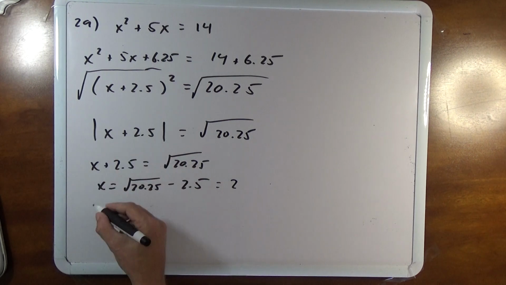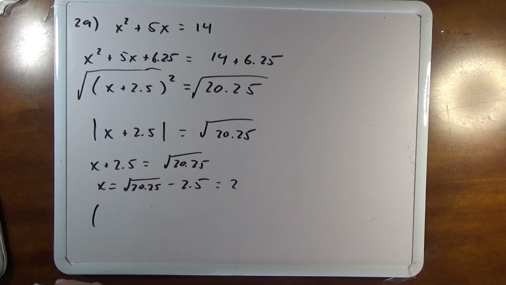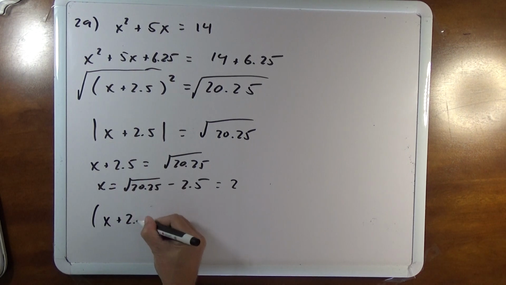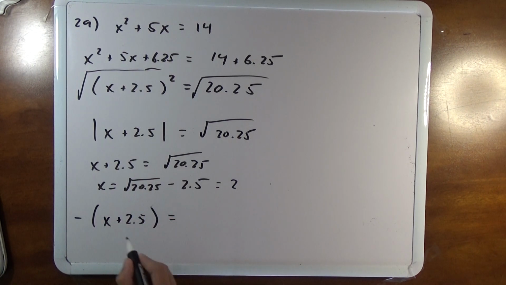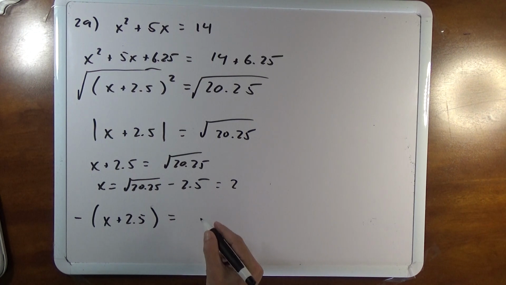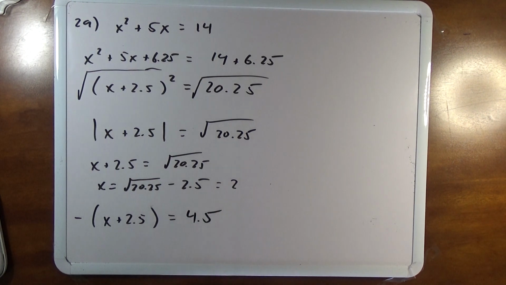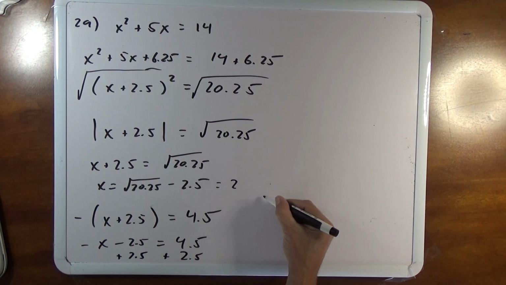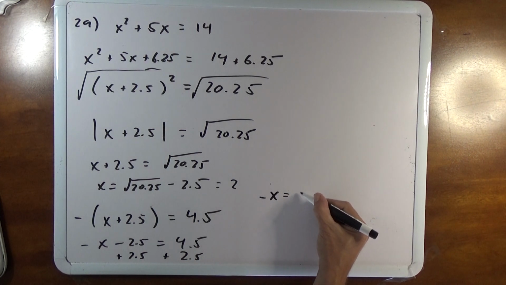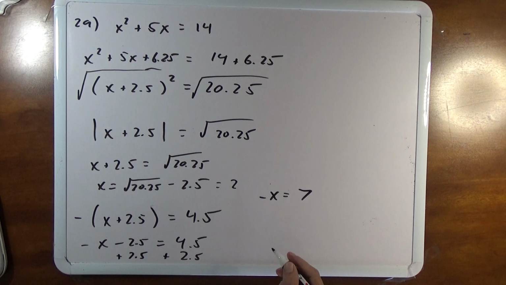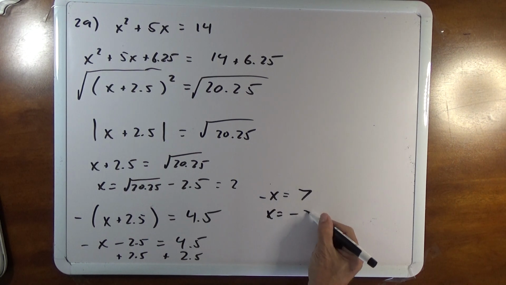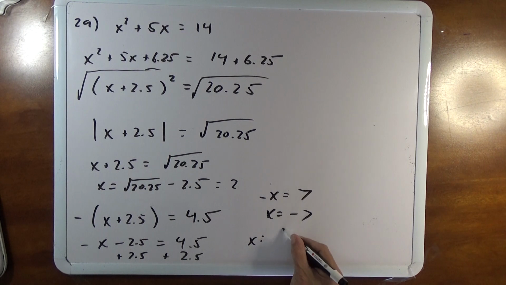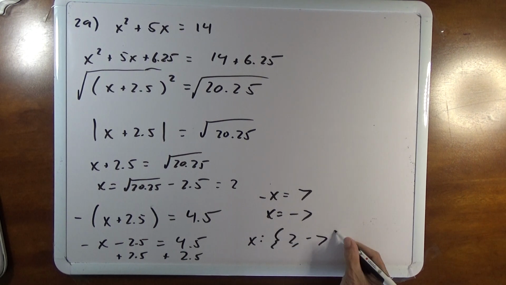And then to solve the negative, I will change the absolute values to parentheses and put a negative in front of it. So the square root of 20.25 is 4.5. So now I'll distribute this. I'll get negative x minus 2.5 is equal to 4.5. And then I'll add my 2.5. I will get negative x is equal to 7. Right? X is equal to negative 7. So I have my two values, 2 and negative 7.